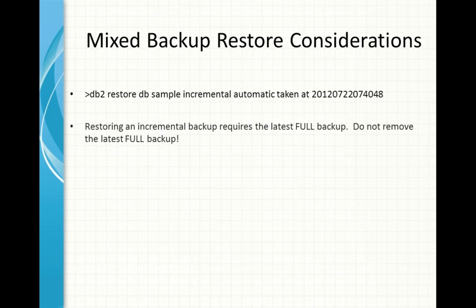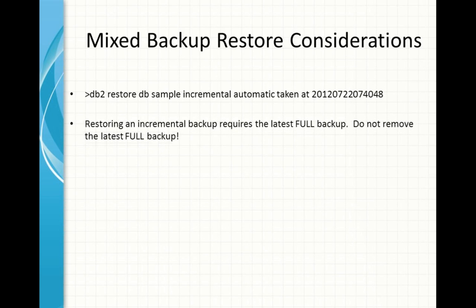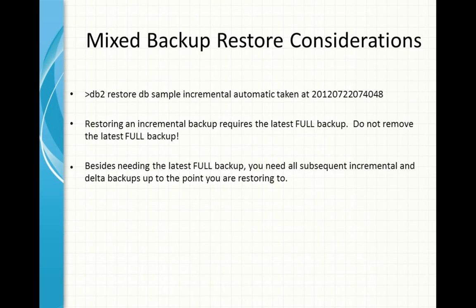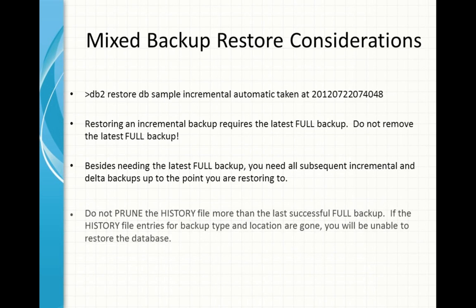So an example of a weekly strategy would be Sunday taking a full online backup. Monday and Tuesday are incremental deltas. Wednesday would be another incremental. Thursday, Friday, incremental deltas. Saturday, incremental. So you're backing up a lot less data. They run a lot faster. They hold a lot less storage.